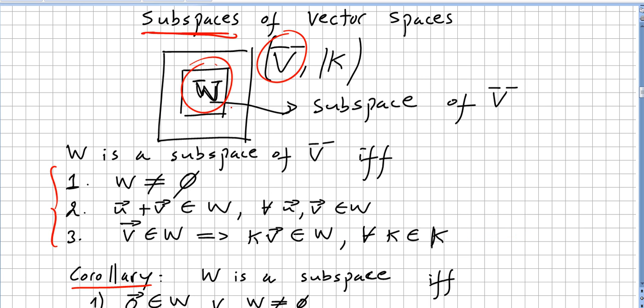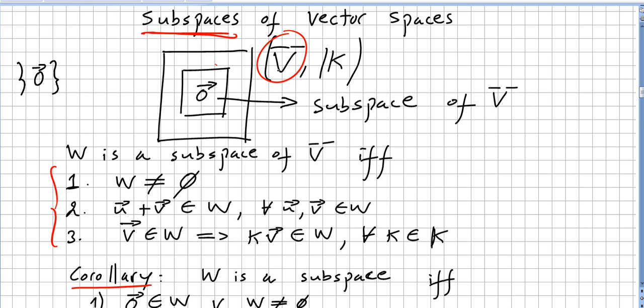An important concept here is that if we have a vector space like this one, the smallest possible subspace is the set consisting of the vector 0 alone. It is a subspace of V. In fact, it is the smallest subspace of V, because it is contained in every other subspace of V.